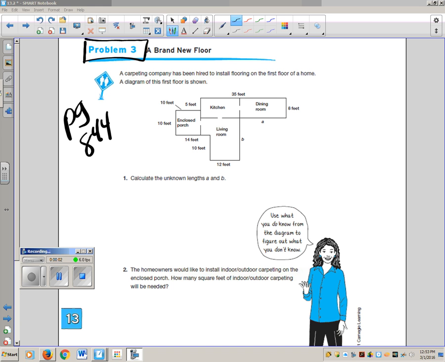Problem 3, section 2, long section, starts on page 844. The carpeting company has been hired to install flooring on the first floor of a home. A diagram of this first floor is shown. You have the dining room, the kitchen, the living room, the enclosed porch. We are going to calculate the lengths of A and B. So all we're looking for is this and this one.